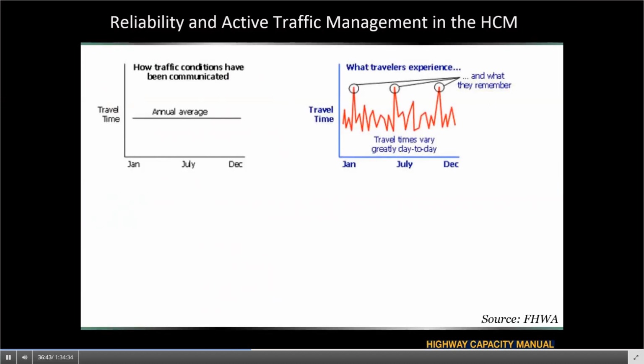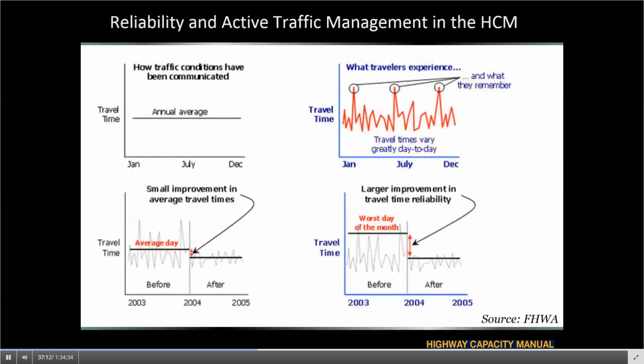That is, travel times vary from day to day, from month to month. They're subject to non-recurring sources of congestion. And frankly, those are the ones that the customers of the transportation systems, the drivers and pedestrians and cyclists, remember. So these outlier days are really what drives the experience. And up to this point, these outliers have been ignored in traditional analysis. The HCM is now able to explicitly consider these sources.